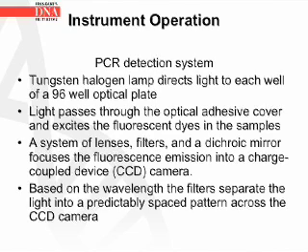Now we will go through the PCR detection system in just a little bit more detail. A tungsten halogen lamp directs the light to each well of a 96-well optical plate. Light passes through the optical adhesive cover and excites the fluorescent dyes in the samples. A system of lenses, filters, and a dichroic mirror focuses the fluorescence emission into a charged coupled device camera. Based on the wavelength, the filters separate the light into a predictably spaced pattern across the CCD camera.